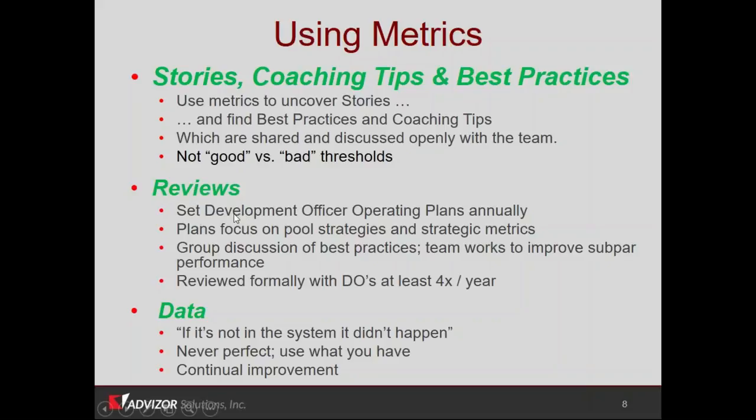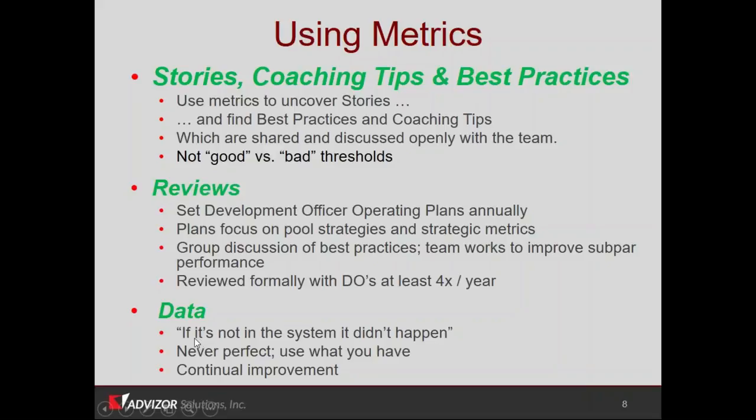You need reviews. We generally see development officer plans set annually. They can be more often, but that's a good time frame. They focus on pool strategies and strategic metrics. How am I going to move people along? How am I going to get these more aggressive solicitations out of these 3 key prospects? Group discussions. The team works to improve subpar performance. The leaders rally the ones who aren't doing as well. And it's reviewed formally at least 4 times a year. I know some of you are doing it every other month. More than that's probably overkill, but there's some frequency.